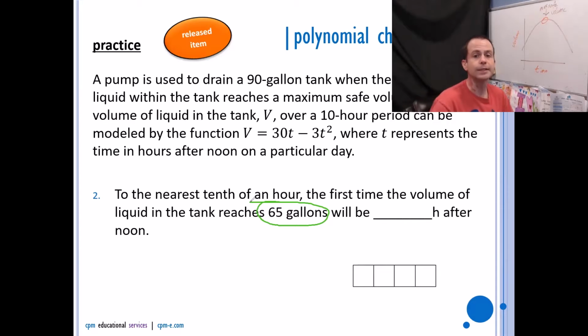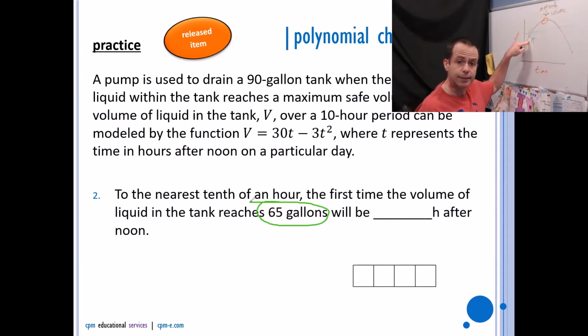Now, if you're a TI, you're going to type the original equation into y1 and you're going to type 65 into y2 and you get a graph that looks something like that. And then you're looking for this intersection point. Okay, that's the first time it hits a volume of 65 gallons. And so TI kids, to do that, you're going to go second trace 5, put your cursor over to here and hit enter, enter, enter.